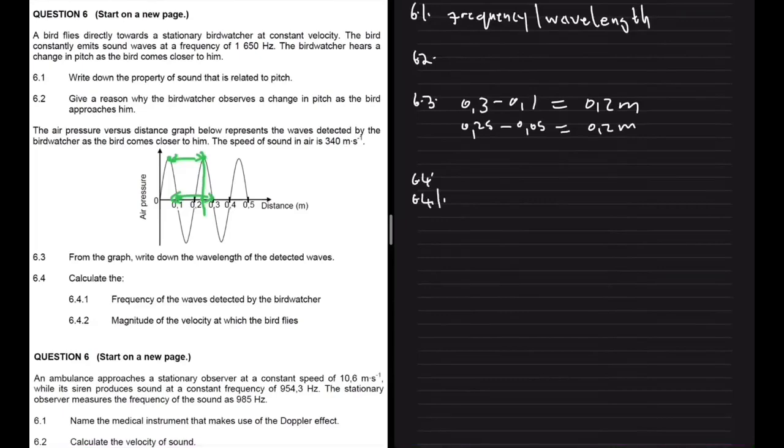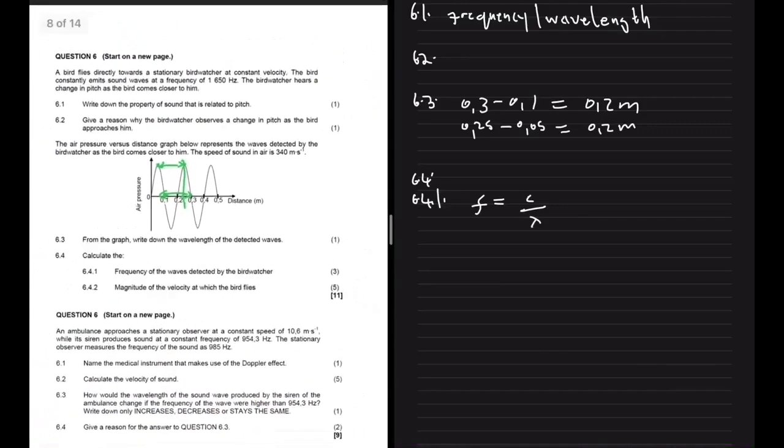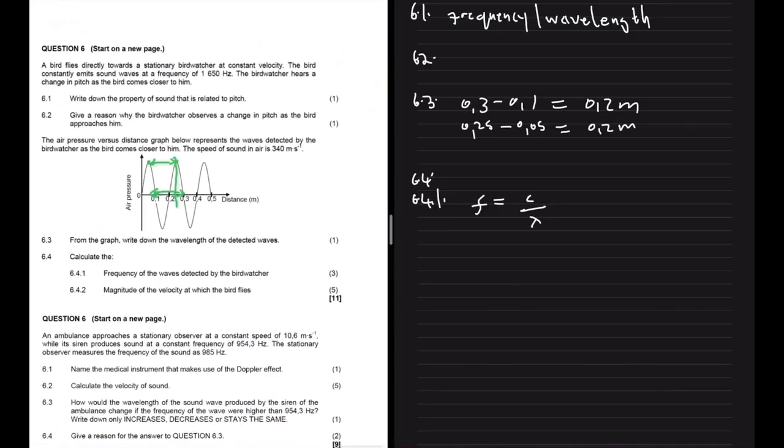6.4.1, the first question says frequency of the waves detected by the bird watcher. So we know from definition that frequency is given by the speed of the certain wave in a certain medium divided by wavelength. We've already determined what the wavelength is, 0.2 meters. And then on the question, we're given that the speed of sound in air is 350 meters per second. So we're just going to plug that into the equation.